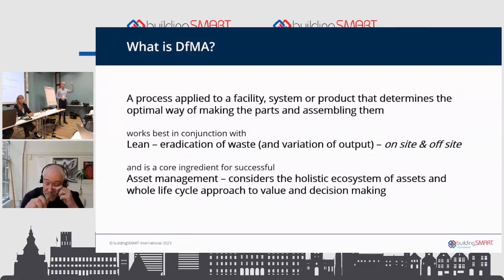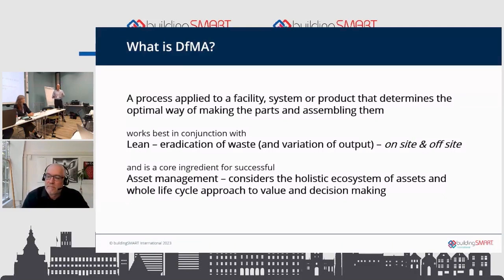So I'm saying, it could be a whole building, it could be a new system such as a combined modular wall, or it could be a combined heating element or something like that, or a product. And I'm happy to be challenged on any of this, by the way, if we want to turn this into a conversation. And I'm saying it works best in conjunction with lean, and lean is the eradication of waste and also the variation of output. I know the variation of output is actually Six Sigma, but I'm lumping the two together there.